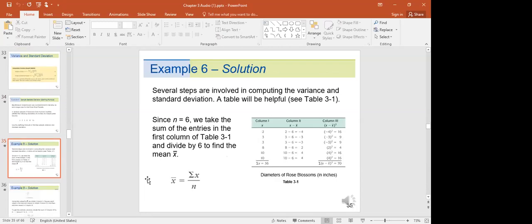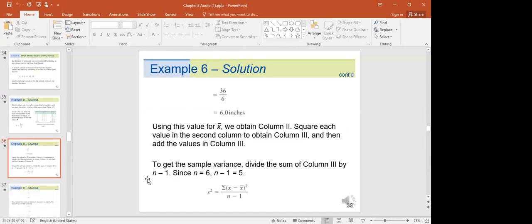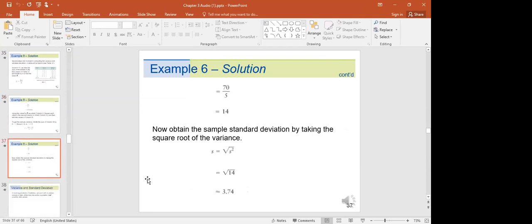First, we compute the mean by adding all the numbers. We have 36 and divide by the sample size, which is 6. So we get a mean of 6. And now we subtract that mean from each data value and then square it, then add it up to get 70 and divide 70 by 6 minus 1, that is divide 70 by 5. This formula is the formula for a sample variance. So the sample variance will be 3.74.